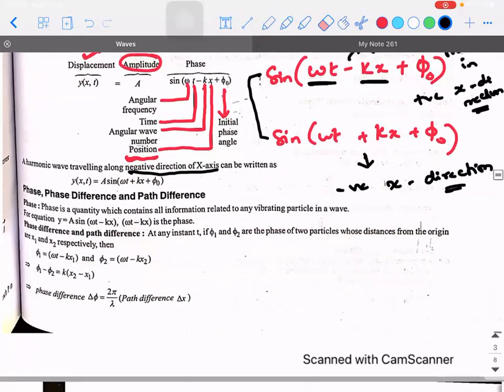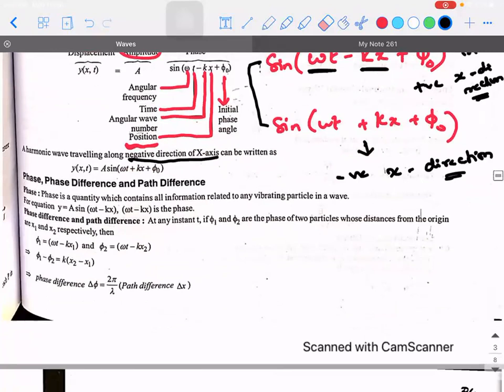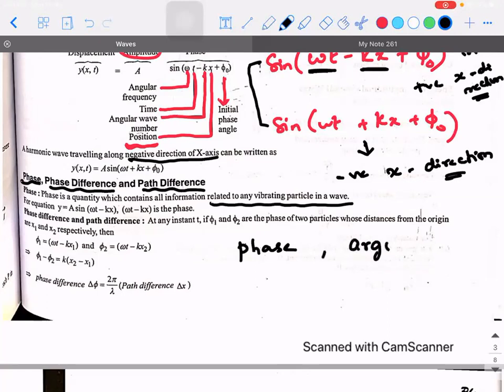Now see. Next is phase difference and path difference. Let me explain what this means. Phase is the quantity which contains all information related to any vibrating particle in a wave. Phase means angle. Let me give you a simple difference. Phase, argument, angle. All the three mean the same with respect to a trigonometric function.